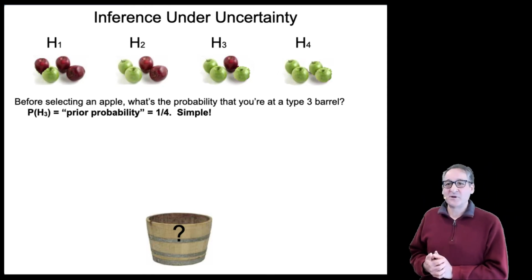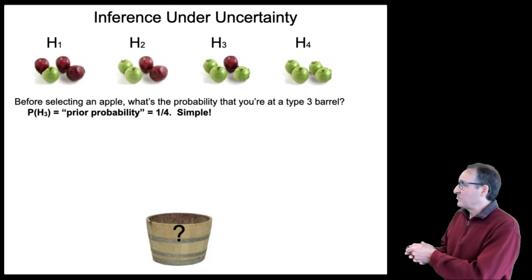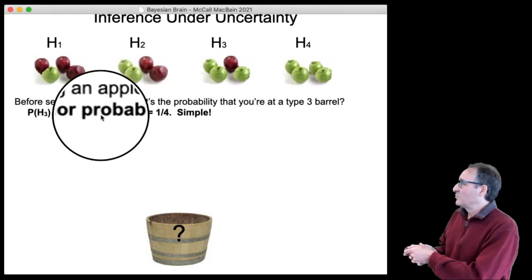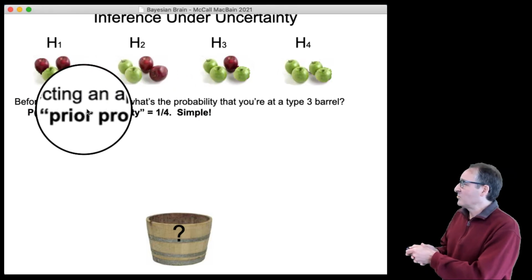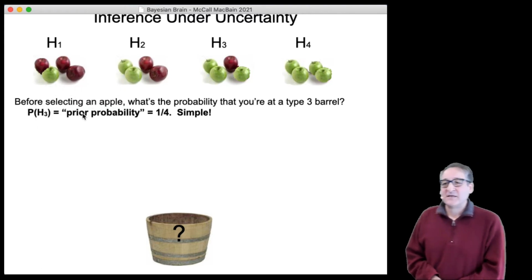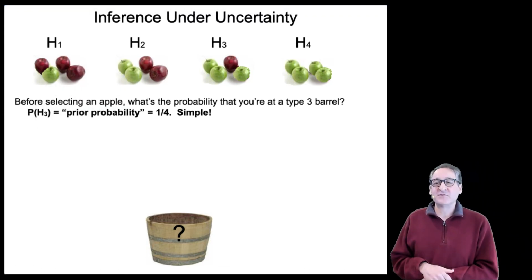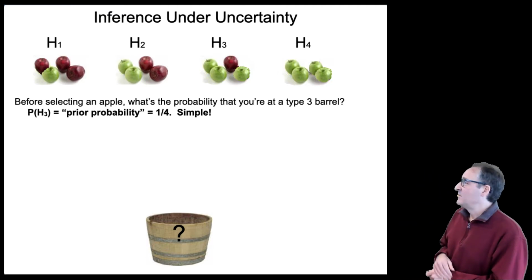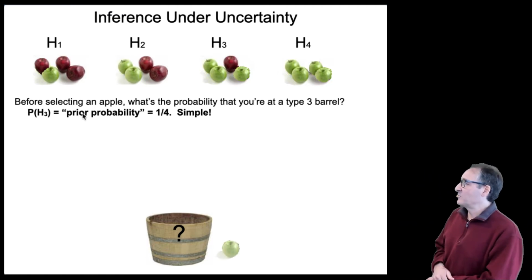It's called the prior probability, and we write it as P of H3, prior probability. It's called prior because it's before we even take into consideration the data, which is going to be the apple that we pull out, the color of that apple. So that's fairly straightforward. Now here's another probability.